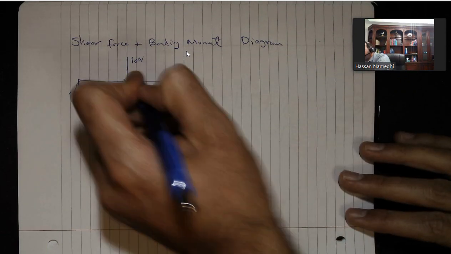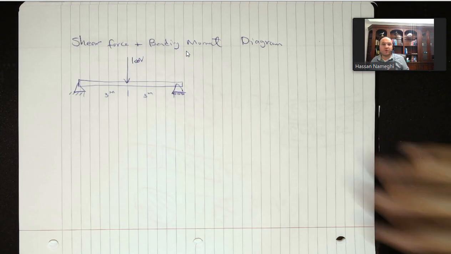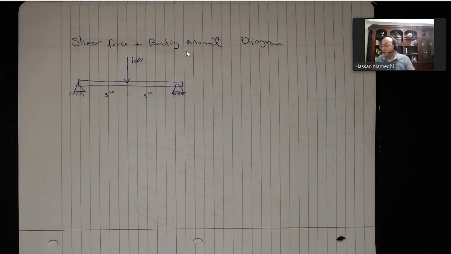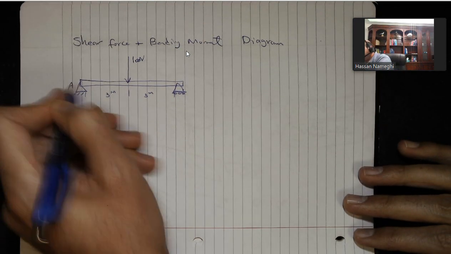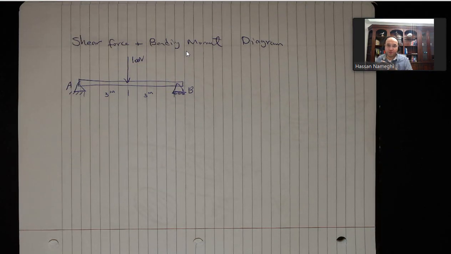Let me just make this, instead of 10, 100 Newton. So I have a 100 Newton force pointing down, A here and B here. I'd like to find the distribution of the shear force and then the bending moment across this beam. Before I move on, I need to find the ground reactions.